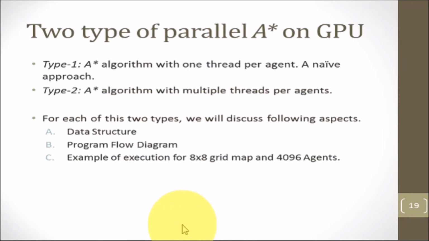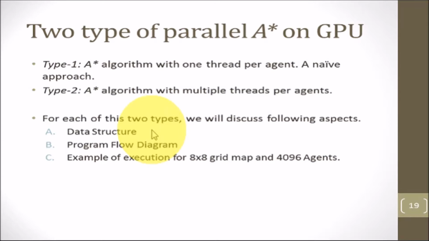For our GPU solution, we will implement two different types of A star algorithm. The A star algorithm is similar in both types, which is naive, but what makes the difference between the two algorithms is how we allocate the threads for the processing of A star.